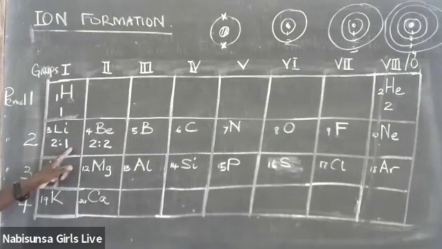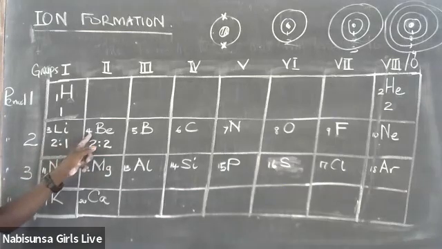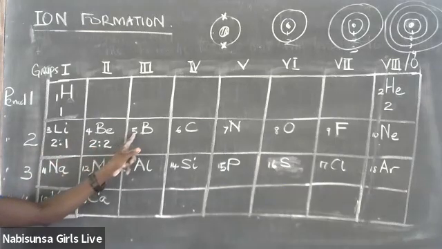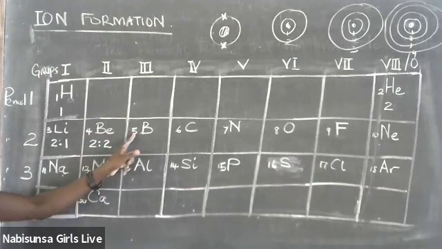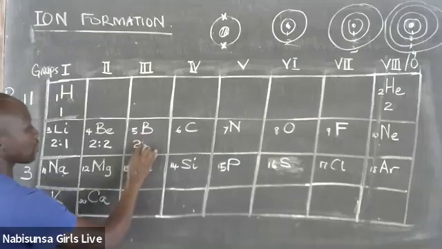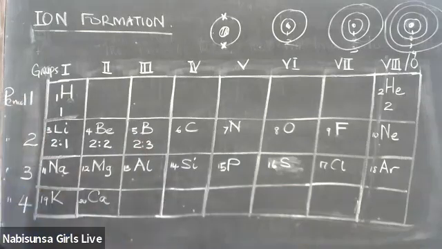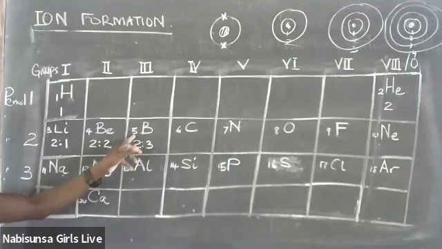2 plus 1 is 3. 2 plus 2 is 4. Here I'm seeing 5 electrons, atomic number 5. So what do you think is the electronic configuration? 2, 3. Wonderful. First one takes 2. The next one takes what? 3. 2, 3. So 2 plus 3 is going to give you 5.